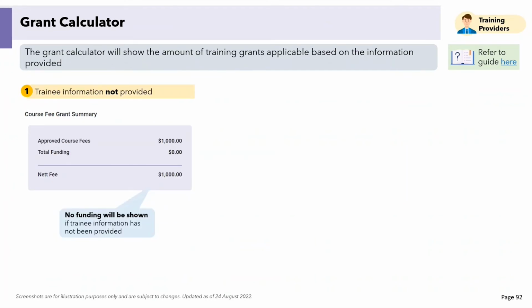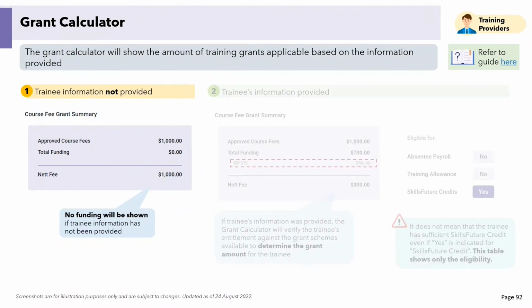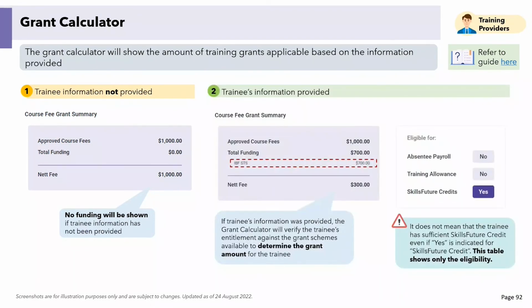Okay, so after inputting these details, your grant calculator will then show you the amount of training grants that's applicable for the individual. As mentioned, trainee details are required because you don't have baseline funding. So if the trainee information is not provided, then here you will see that your net fee will be the same as the original course fee, and there will be no funding shown. But if your trainee's information is provided, then the grant calculator will verify the trainee's funding entitlement against the grant schemes available to give you the grant amount and net fee for the trainee.